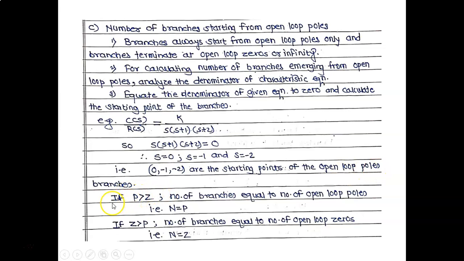Now if P is greater than Z, that is, the number of poles is greater than the number of zeros, then the number of branches is equal to the number of open loop poles, that is N is equal to P. If Z is greater than P, that is, the number of zeros is greater than the number of poles, then the number of branches is equal to the number of open loop zeros, that is N is equal to Z.